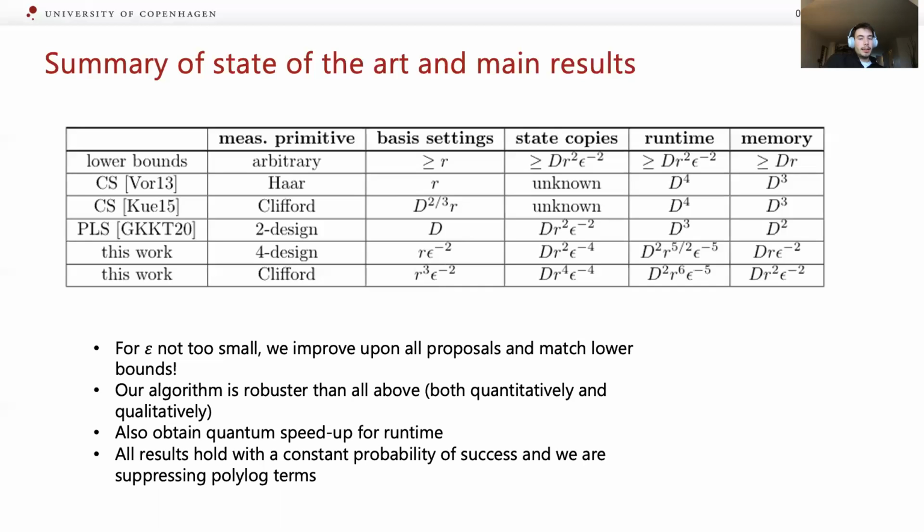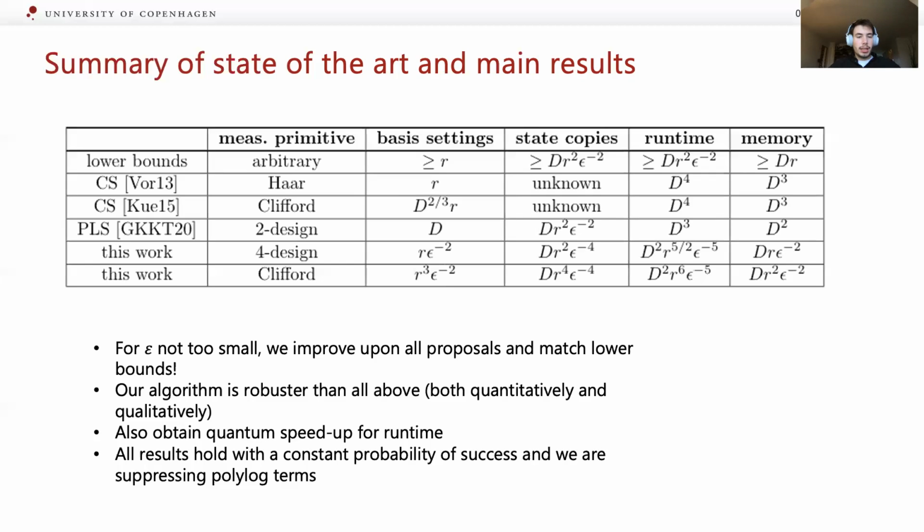It should also be said that our method can be implemented on a quantum computer, and we obtain a quantum speedup. Then we can bring the runtime from d squared to d to the 1.5. And again, as far as we know, this is the first rigorous tomography result that can do the post-processing in quadratic time. And of course, implementing the algorithm on a quantum computer will also give you as the output a classical description of the state. And it must be said as well that all of the results above only hold up to a constant probability of success, and we are suppressing polylog terms in d.